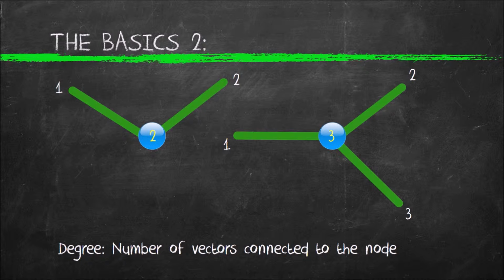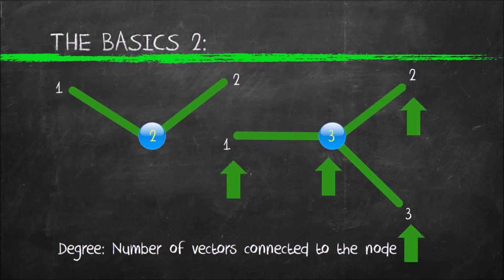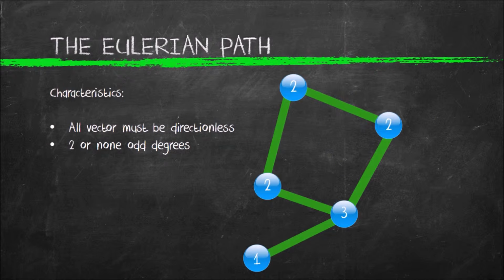The last important element is the degree. Every node has a degree. It describes how many vectors are connected to the node. This sounds complicated, but let's simplify it with some examples. This node has a degree of 2, because 2 vectors lead to the node. This node, however, has a degree of 3. So now that you know the basics, let's get to the solution.